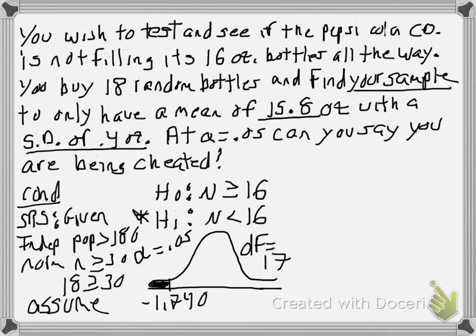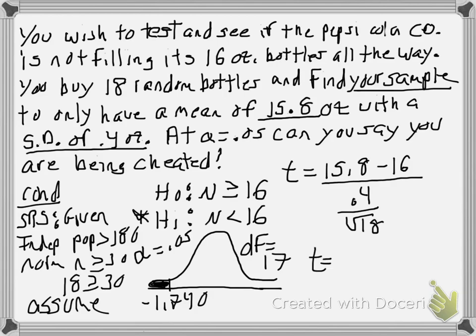All right. Now, we find our t-score the exact same way we find the z-score, right? Observed minus expected. What was observed? 15.8. What's expected? 16. Divided by the standard deviation of 0.4 over the square root of 18. So our t-score ends up being negative 2.12. All right, what is our decision, guys? Is negative 2.12 in our critical zone? Yes, so we are going to reject the null.